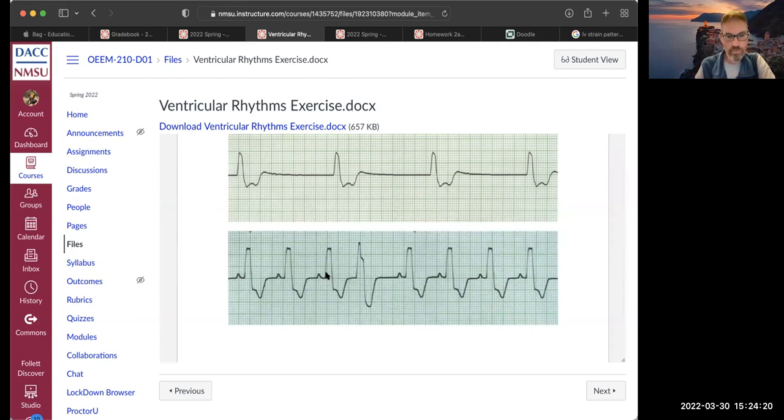And of course, the wide complex, the wide QRS in this situation, if the sinus node is in control and you have a wide QRS, then you can be confident in saying that there is a bundle branch block or some other pathology that can cause the QRS to widen in the setting of a sinus rhythm. So hopefully that makes sense there. Are there any questions over those?